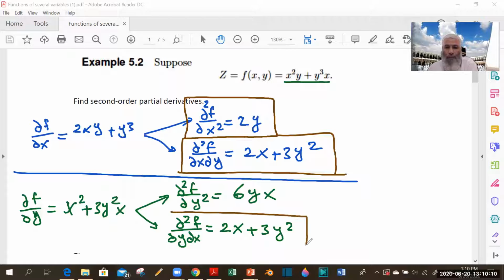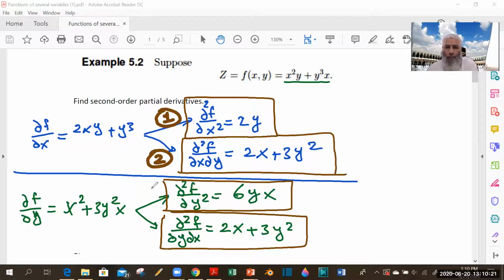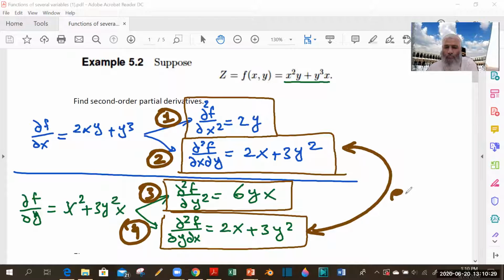So this is a second derivative, and this is a second derivative. We have here 4 second derivatives: number 1, number 2, number 3, number 4. And the mixed ones, this and this, are equal.